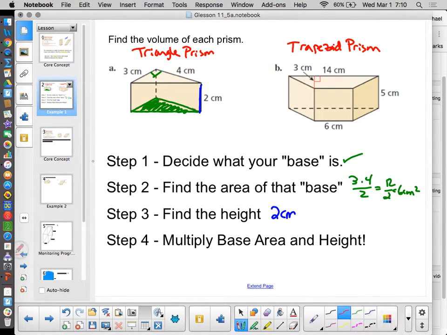And you'll notice the units work as well. A lot of times people just multiply the numbers and remember the units, but I'm going to put the units in here. It's 6 centimeters squared times 2 centimeters. The 6 times 2 gives me 12. The centimeters squared times centimeters gives me centimeters cubed. And that's the volume of this triangular prism.